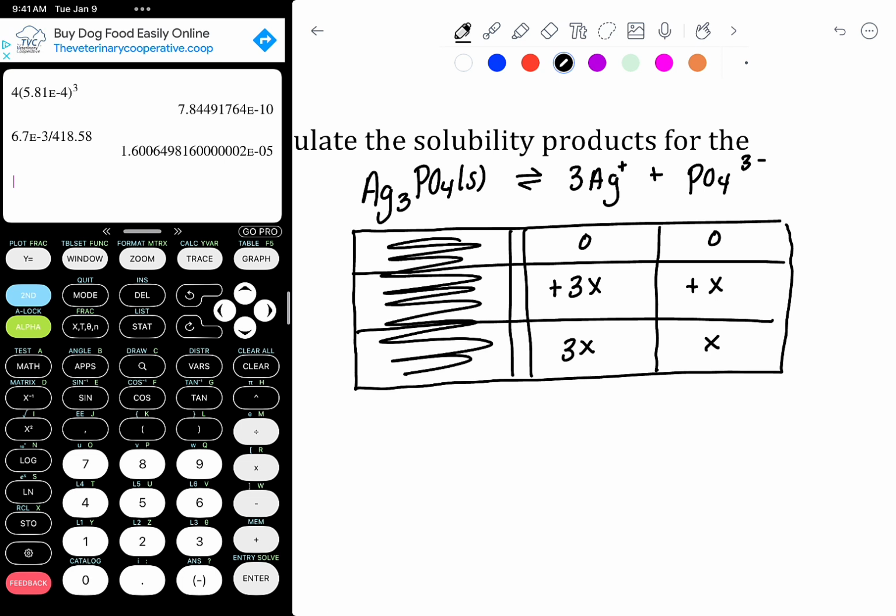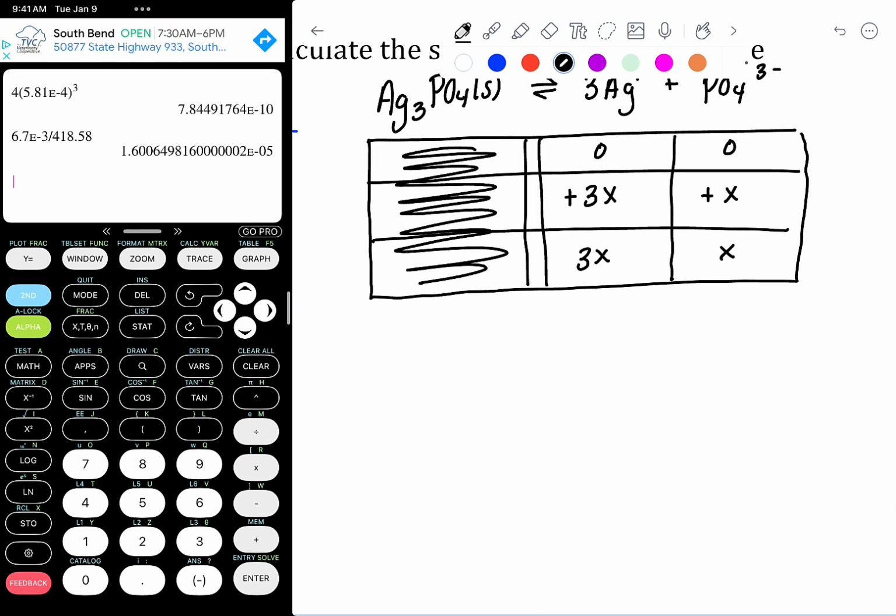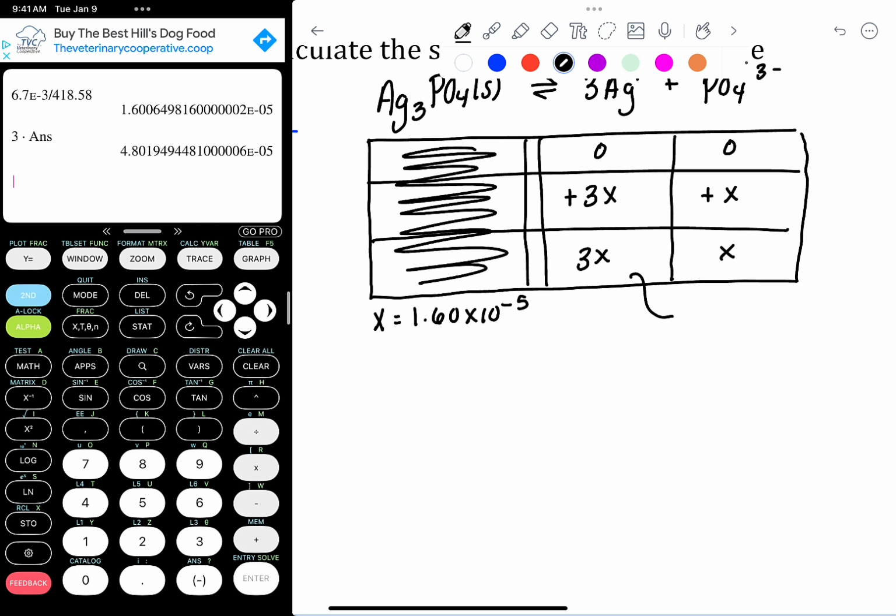You can either plug in your x value here that we just solved for, or you could go through the KSP and simplify, do some algebra with x, and then plug in the x value. Either way you do it, it's going to give you the same number as we just saw with our previous example. So x was 1.60 times 10 to the minus 5. So that means that 3x is going to be 3 times our answer, so 4.80 times 10 to the minus 5.